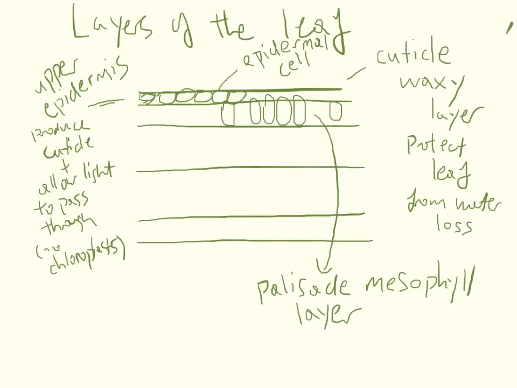What holds them in place? Usually the cells will stick to one another. There is something called cellular glue, but don't worry about that for now. Okay, so the palisade mesophyll layer. What it looks like is cells arranged in a vertical manner. So, vertical.